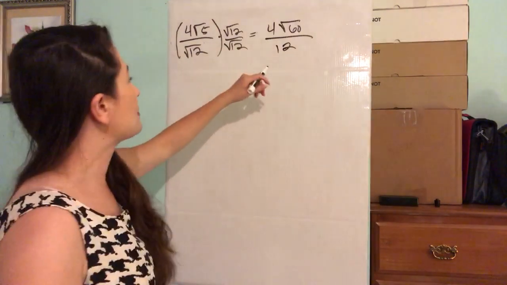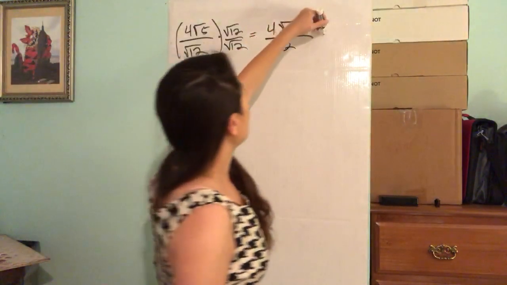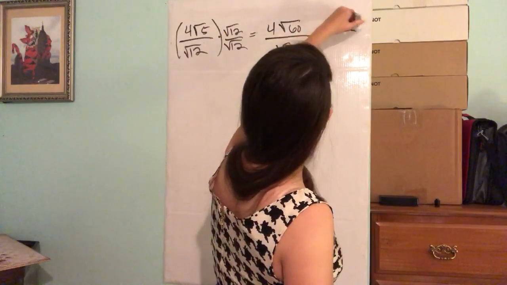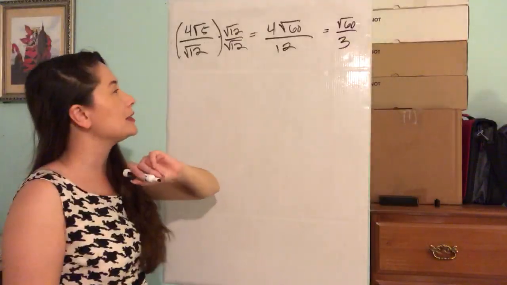So the 4 over 12, right? 12 can be divided by 4. So that will give us square root of 60 over 3, because 12 divided by 4 is 3.